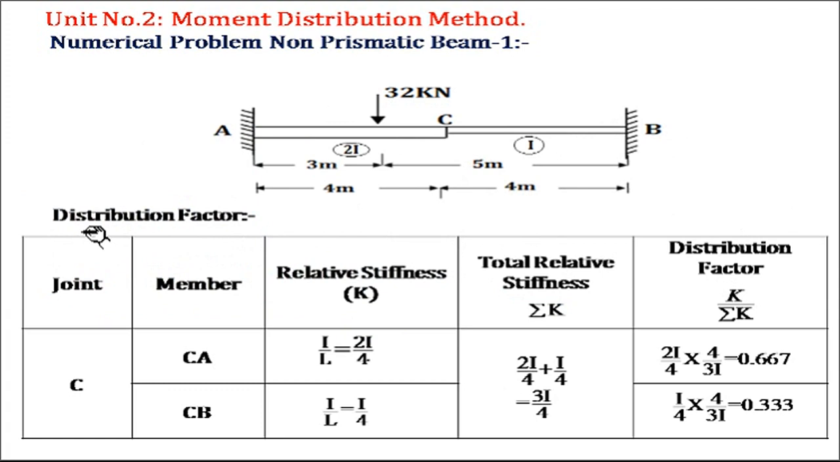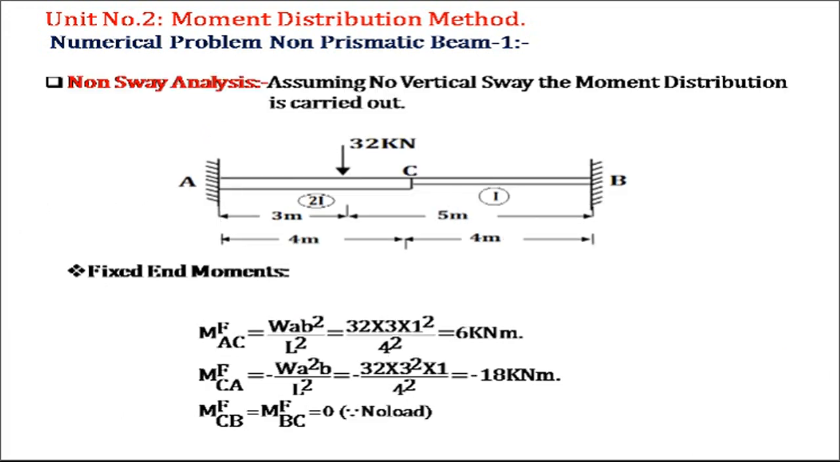So already in the last video we have calculated the distribution factor for members CA and CB for joint C. So these were the distribution factors for members CA and CB. Also we have done the non-sway analysis. In that, first we found the fixed end moments. So fixed end moment in member AC was 6, whereas in CA it is minus 18, and fixed end moment in CB and BC it is 0.